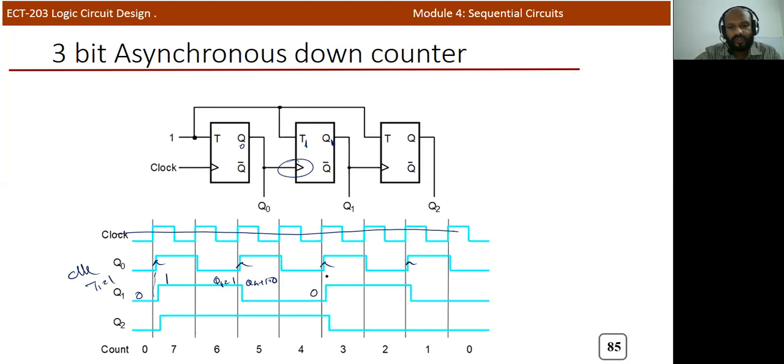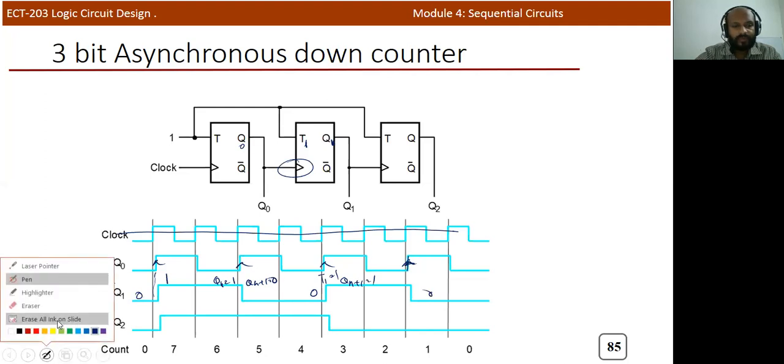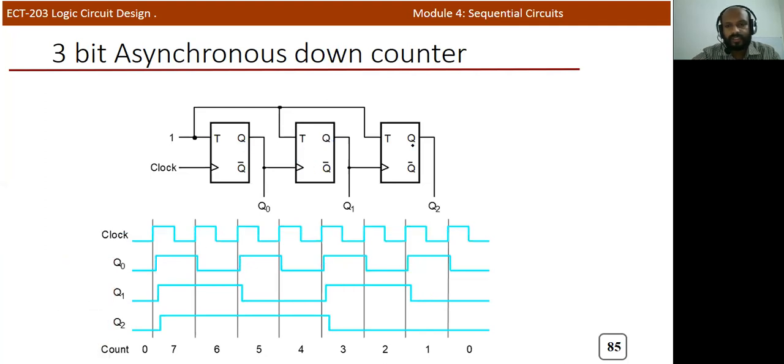Initially, the input is 0, so it's in the toggle mode. T is equal to 1, so it will complement, and Qn plus 1 will be equal to 1. Again, during this clock duration, there will be a transition. It will continue like that. Okay, now we can observe the third flip-flop.